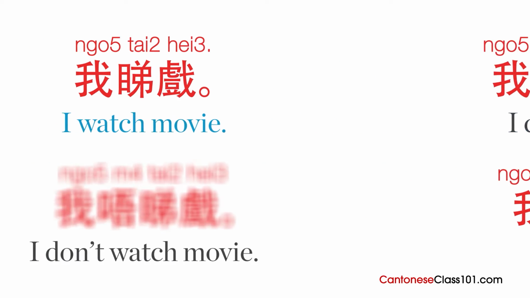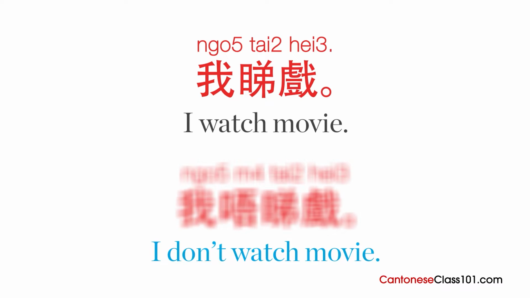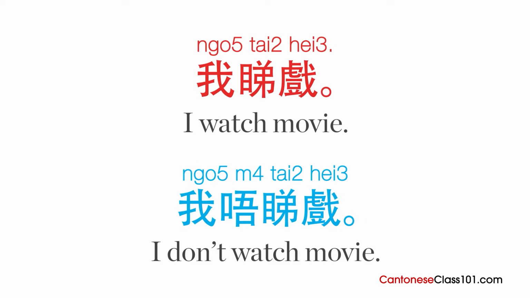Now let's make the sentence I watch movie negative. Okay, to recap, I watch movie in Cantonese is 我睇戲. 睇 is the verb watch, so the negative version of this sentence would be 我唔睇戲. I don't watch movie. Yep. So what do you think? Pretty easy, right?